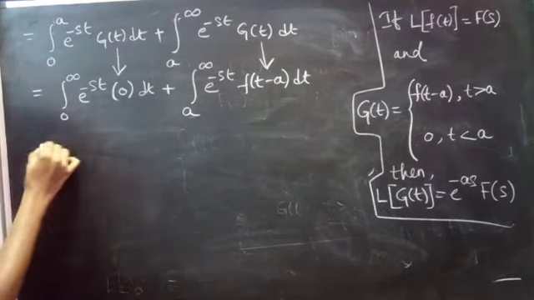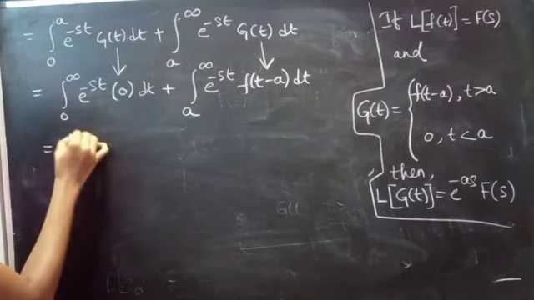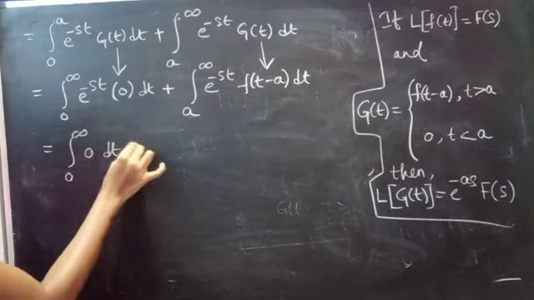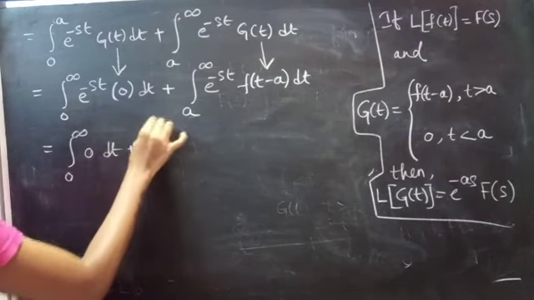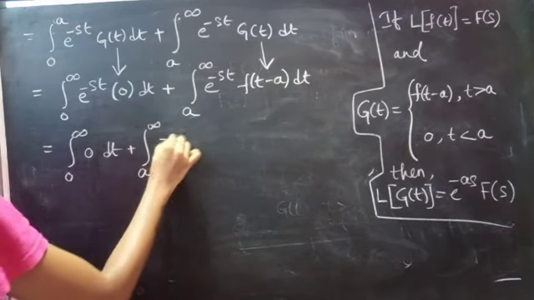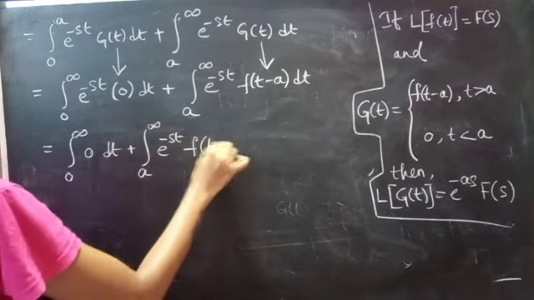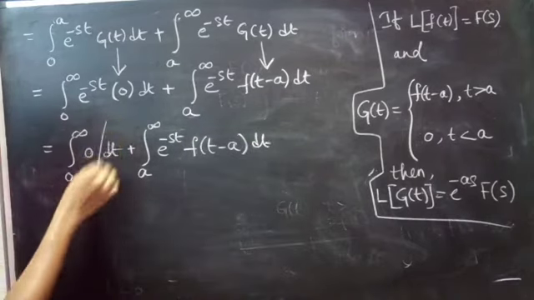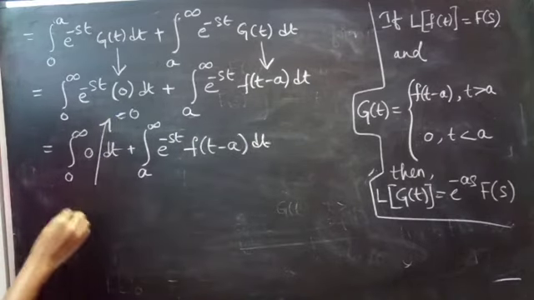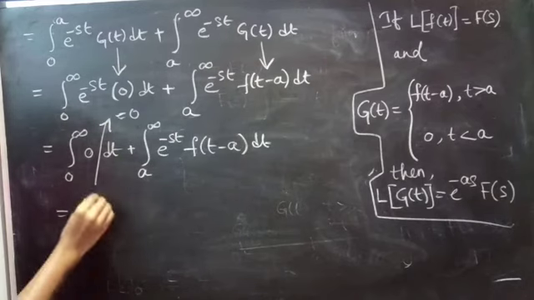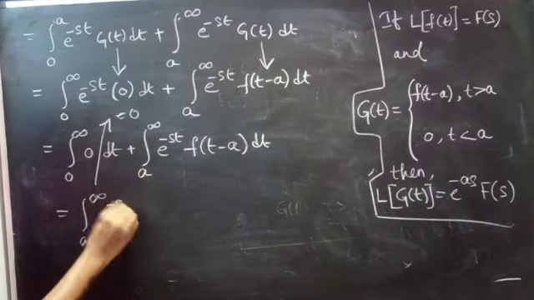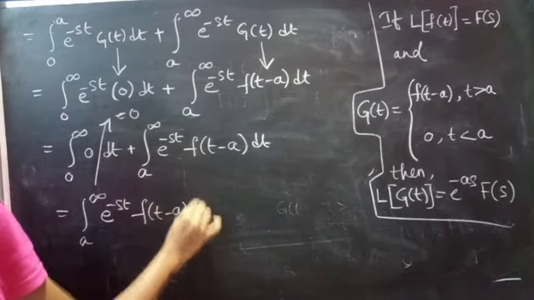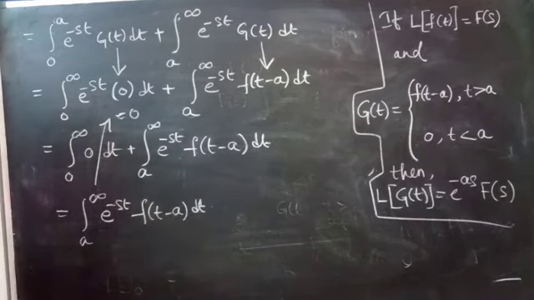So this equals the integral 0 to a of 0, since 0 into anything is 0, plus the integral a to infinity of e power minus st into f of t minus a into dt. So this becomes 0. So finally you'll get the integral a to infinity of e power minus st into f of t minus a into dt.